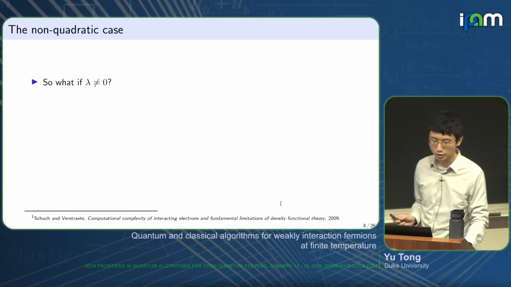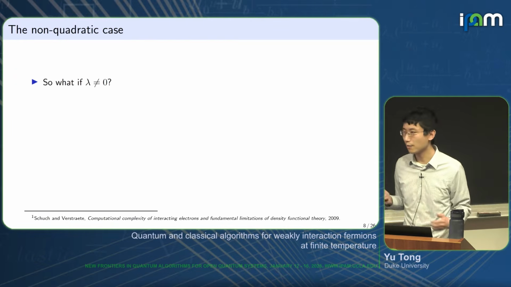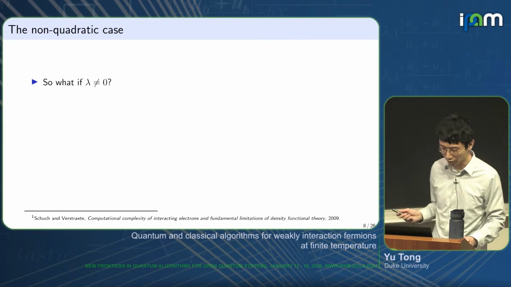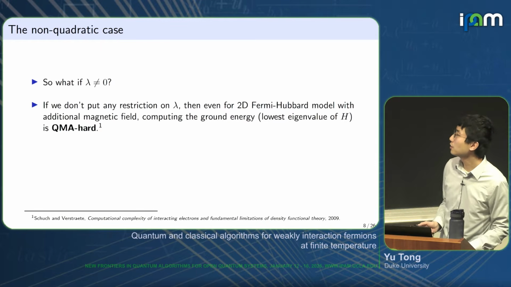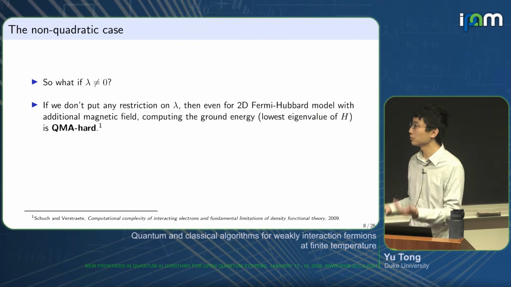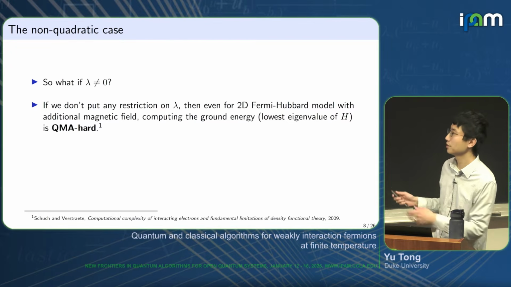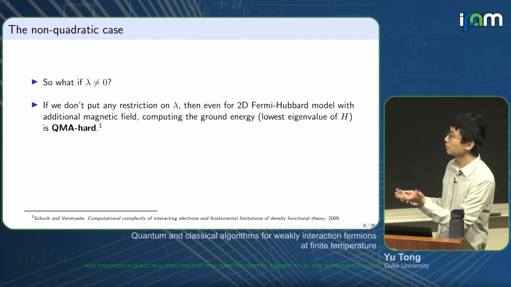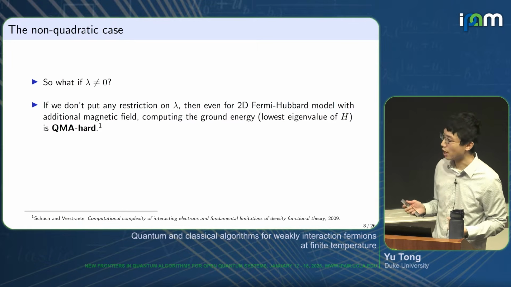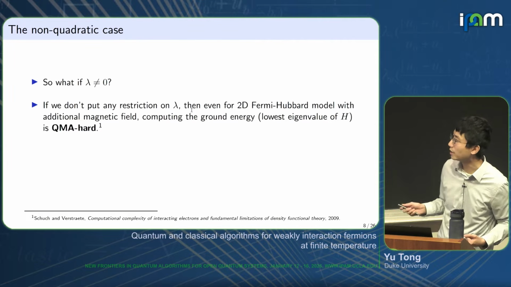So then of course, an interesting thing is what if lambda is not 0? Lambda equal to 0 is trivial. Lambda not equal to 0, what do we get? Can we still deal with it? If we don't put any restriction on lambda, then the problem actually becomes too hard. It is known that for the 2D Fermi-Hubbard model, as I've described, if you add some additional magnetic field, then computing the ground energy is QMA-hard. This was proved in a paper in 2009.